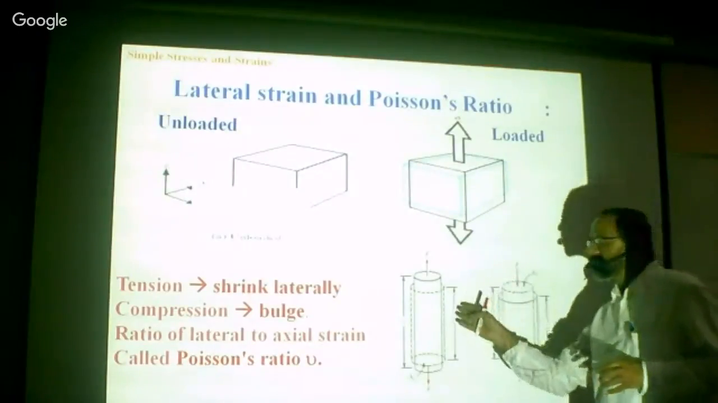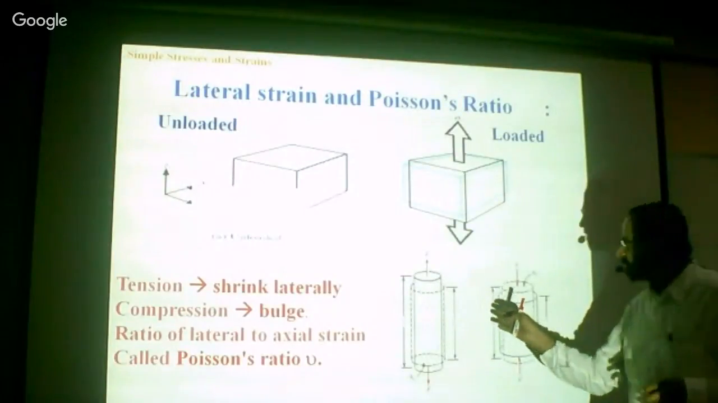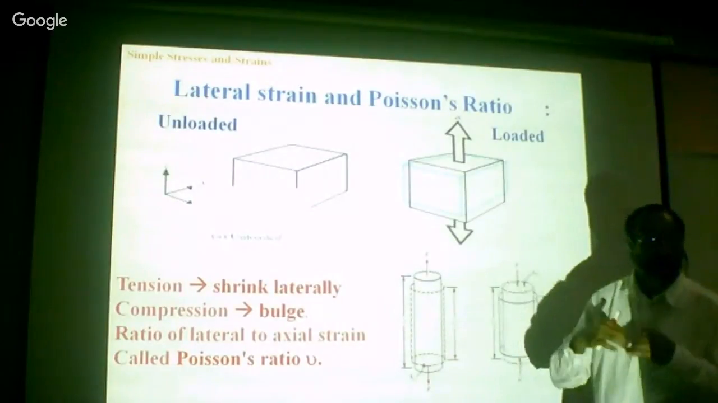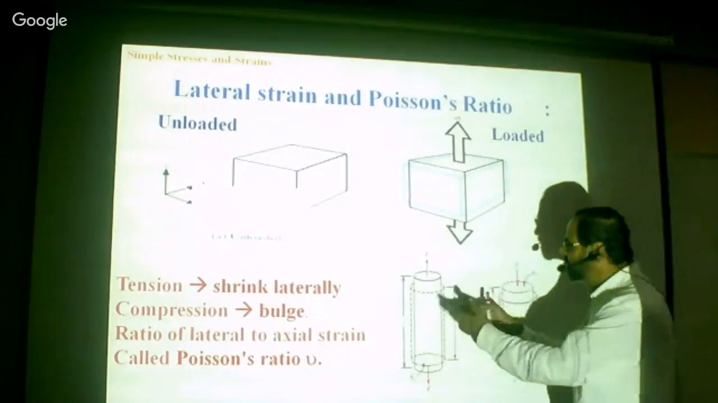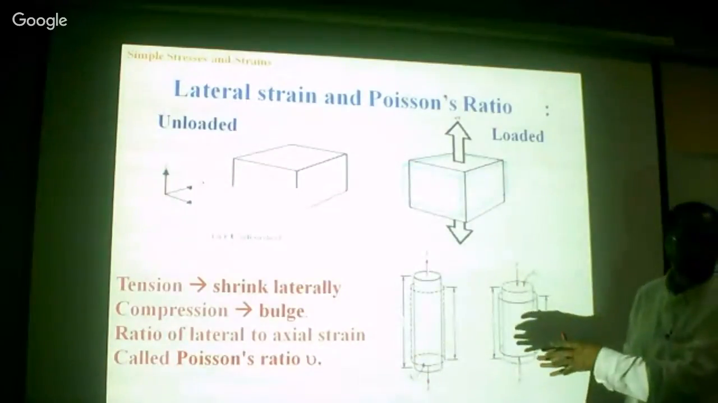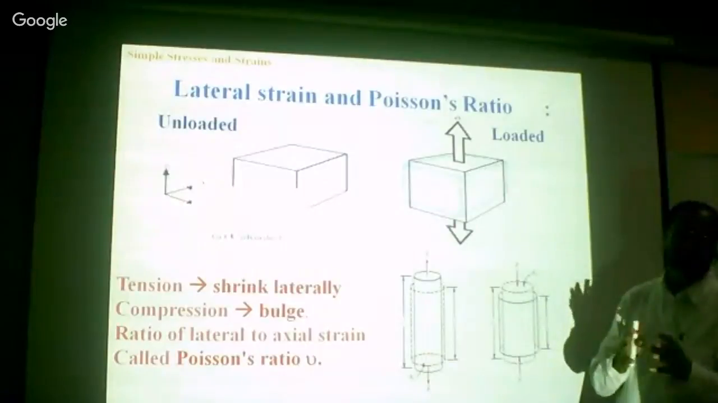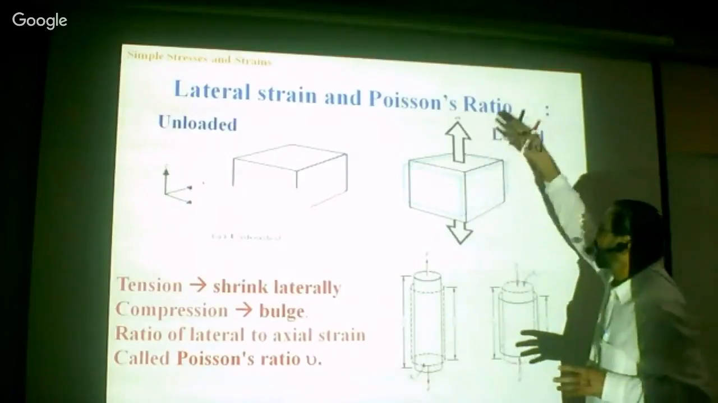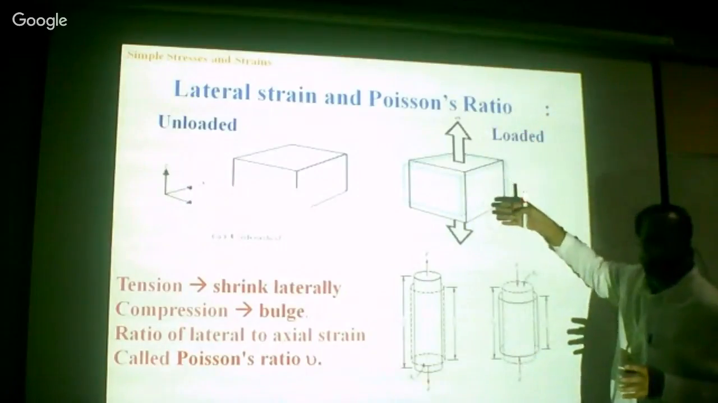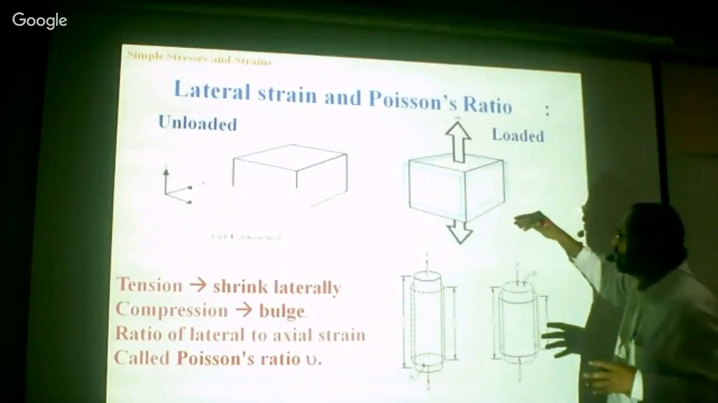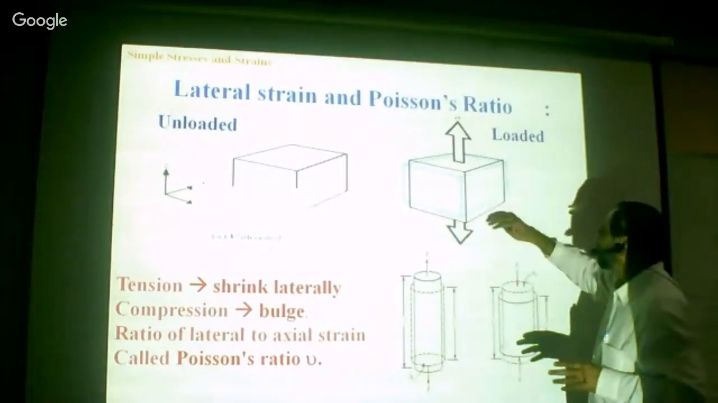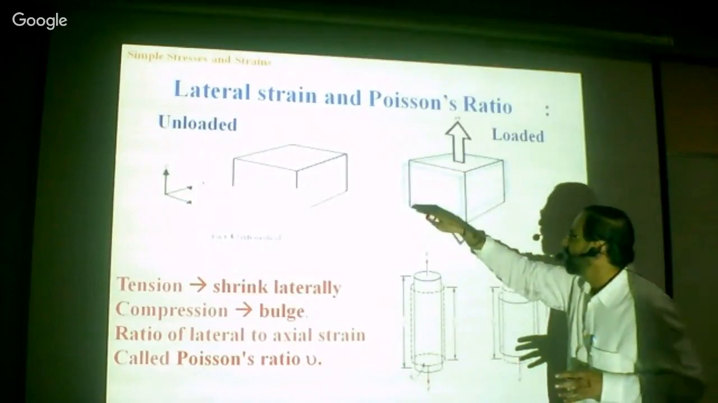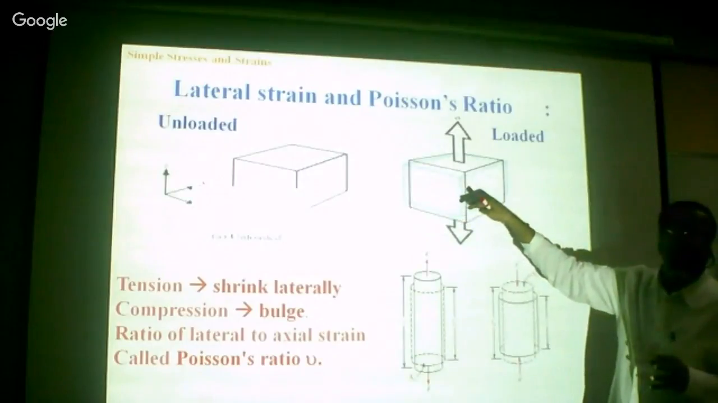Similarly, lateral strain is the change in lateral dimension divided by the original lateral dimension, whether it increases or decreases. That is the strain in the lateral direction. Linear strain is the change in length divided by original length, whereas lateral strain is the change in lateral dimension divided by the original lateral dimension.